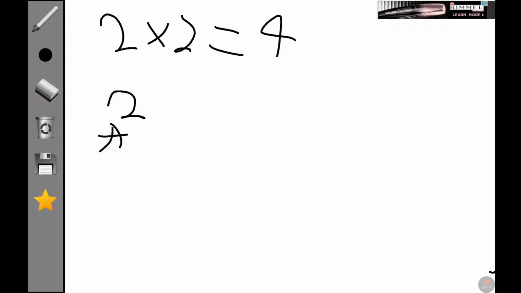So today I'm going to be teaching you how to multiply. So let's start with the easy number. 2 times 2. That's basically saying 4, because 2 plus 2 equals 4.